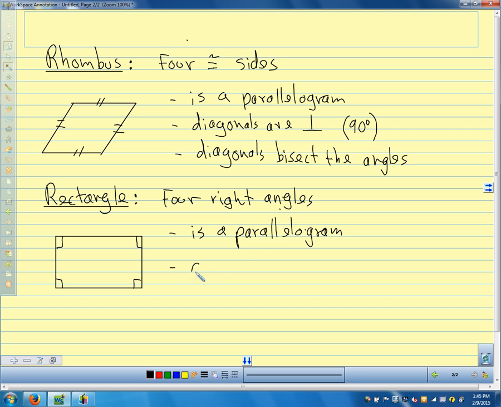And the diagonals are congruent. The rectangle has all the properties of a parallelogram. It has 4 right angles, and the diagonals are congruent.